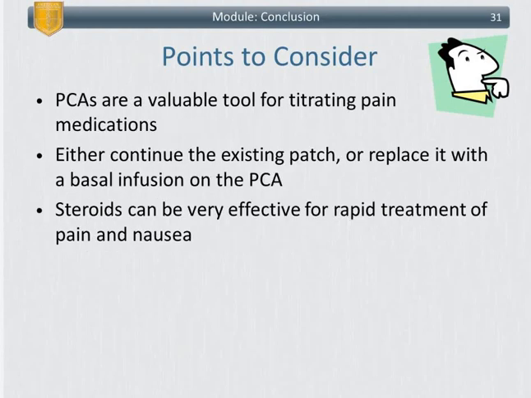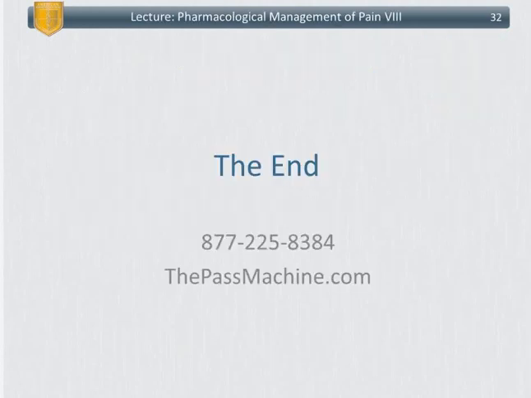PCAs, as you guys talked about, are a good tool for titrating. So you might, as we just said, continue the existing patch, or if you are going to take it off and you're going to use a PCA, you would replace the patch with a basal on the PCA. In most situations, if the patient isn't on a chronic opioid and you're going to start a PCA on an opioid-naive patient, we generally would not use a basal. Steroids, as we talked about, can be very effective for the rapid treatment of both pain and nausea. Steroids are very good anti-nausea drugs. I think we got through it.